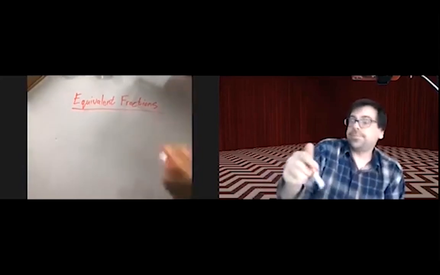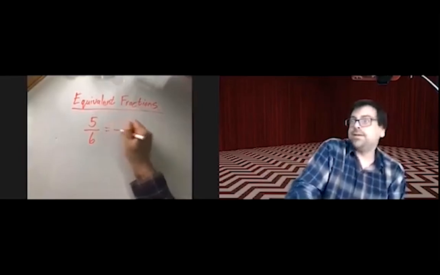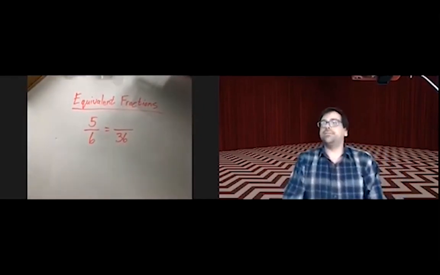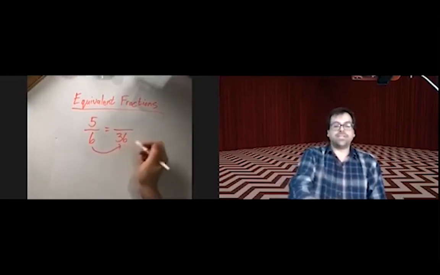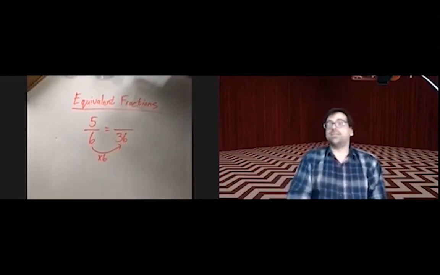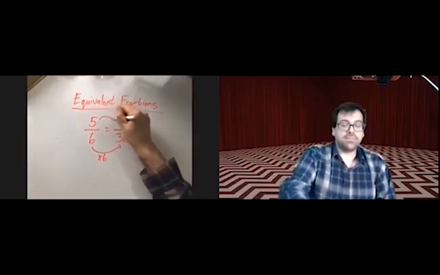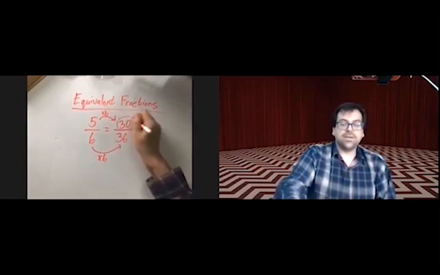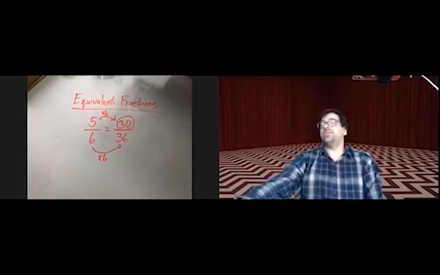Another one. 5/6 equals some number over 36. What's the missing number? To get from 6 to 36, we times 6. To get from 5 to the missing number, that means we also times 6, and 5 times 6 is 30. Missing numerator is 30. Equivalent fraction is 30/36.